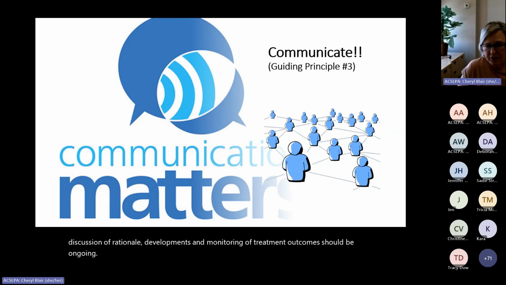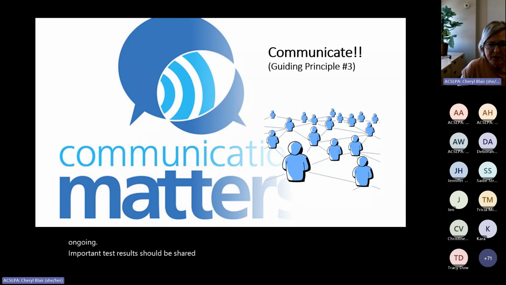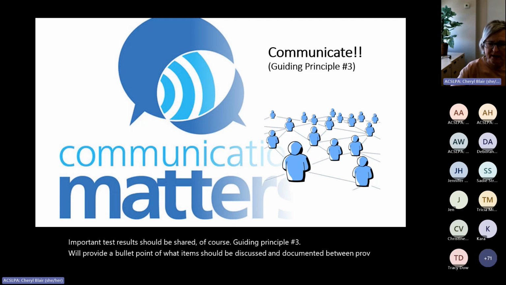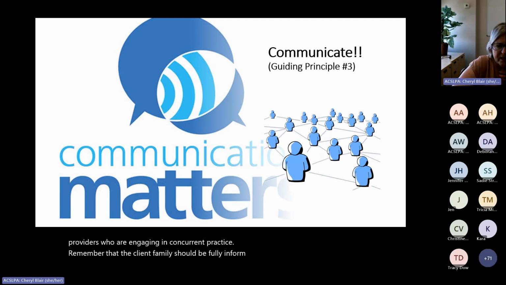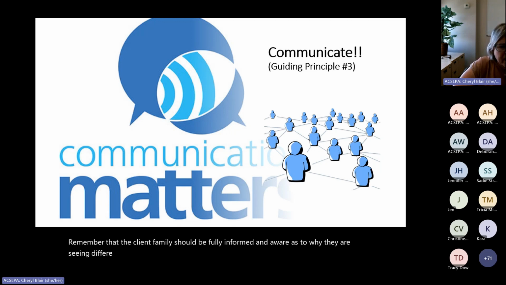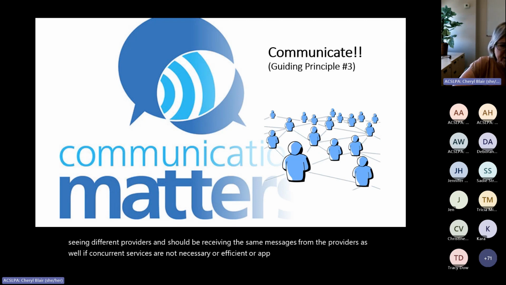Important test results should be shared, of course. Guiding Principle number 3 will provide a bullet point of what items should be discussed and documented between providers who are engaging in concurrent practice. Remember that the client family should be fully informed and aware as to why they are seeing different providers and should be receiving the same messages from the providers. As well, if concurrent services are not necessary or efficient or appropriate, this must also be clearly communicated to the receiver of the services.